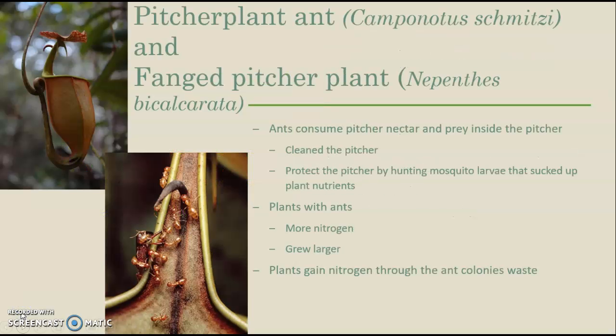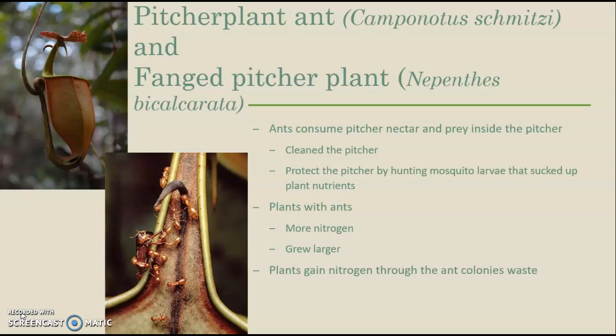Another type of unique pitcher plant is an Old World Bornean plant with a mutualistic relationship with ants. The ants consume the pitcher plant nectar and the prey that slip inside the pitcher plant. The ants dive into the pitcher plant and clean the pitcher plant base. The most important job these ants do, however, is protect the pitcher plant by hunting mosquito larvae that hatch in the plant. The mosquito larvae damage the pitcher plant because they take up the plant's nutrients.